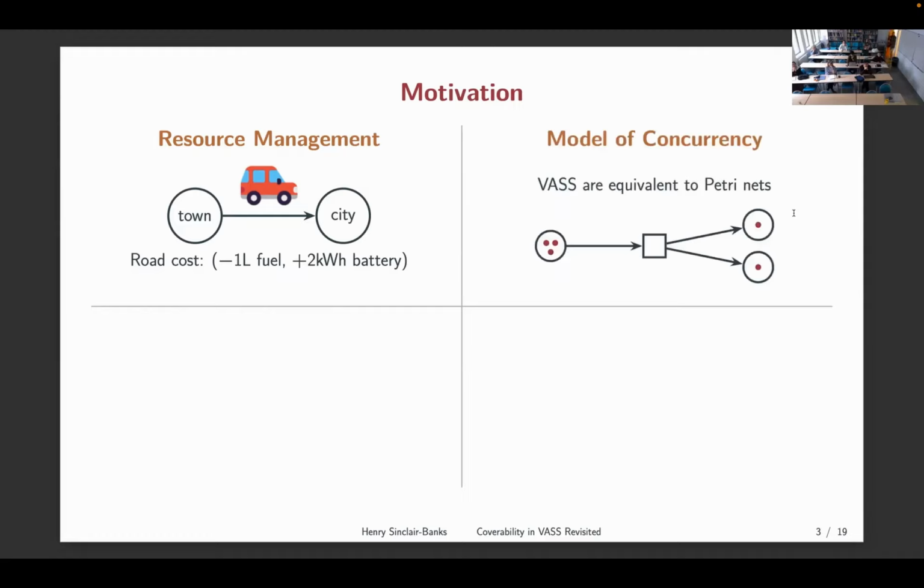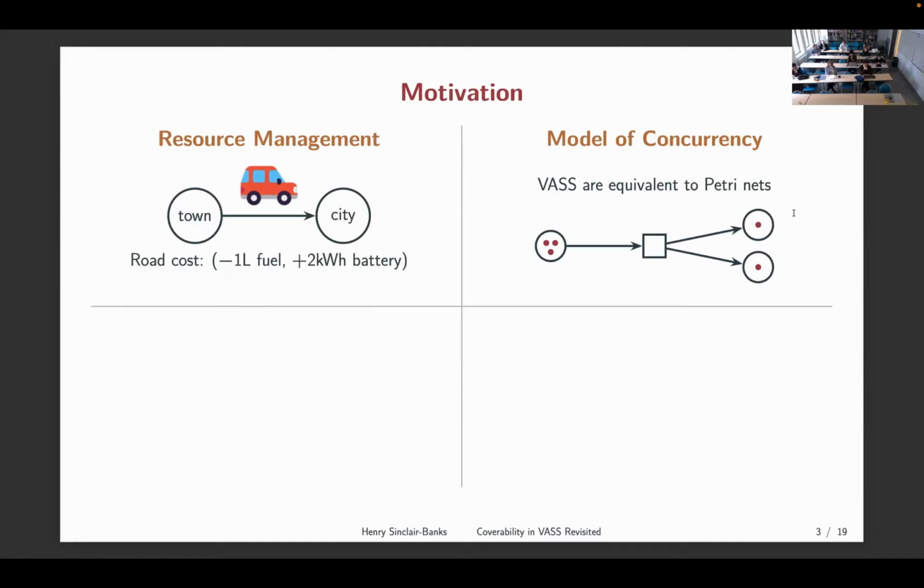You can also see VASS as Petri nets, they're an equivalent model of computation. I won't explain why and how, it's not particularly difficult, and probably all of you know it. And Petri nets can model all sorts of things. In particular, they're a model of concurrency, as I've titled.